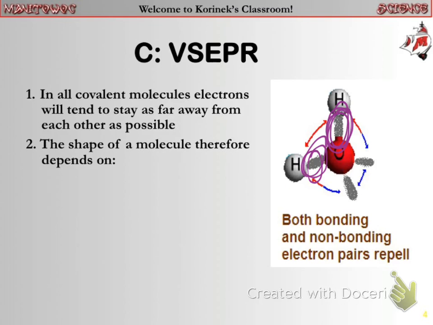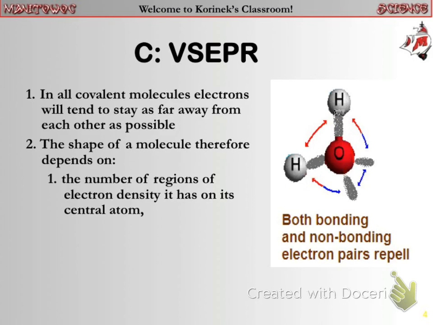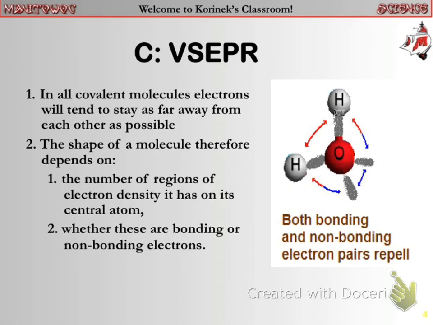Okay? So the shape of the molecule, therefore, depends on a couple of things. It depends on the number of regions of electron density, we'll get to that in a second, that it has on its central atom, and whether these are bonding or non-bonding electrons. So what do we mean by electron density? That's just the region or the area where the electrons are.